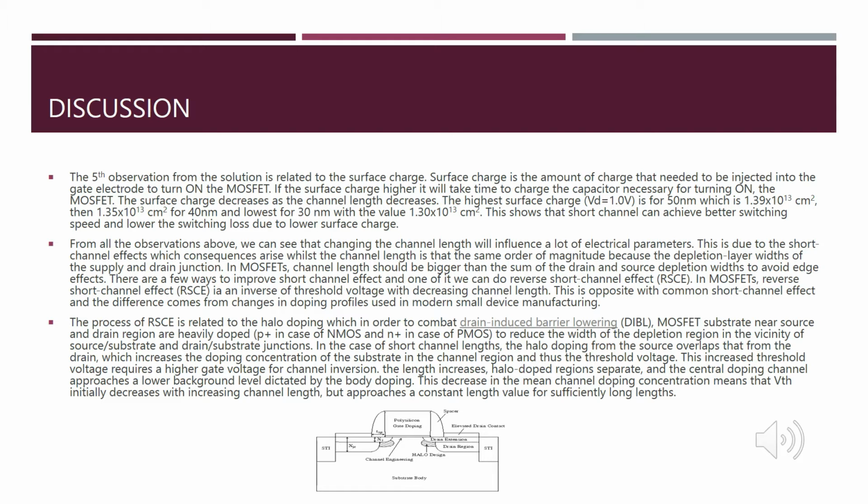In the case of short channel lengths, the halo doping from the source overlaps that from the drain, which increases the doping concentration of the substrate in the channel region and thus the threshold voltage. This increased threshold voltage requires a higher gate voltage for channel inversion. As the length increases, the halo doped regions separate, and the central channel doping approaches a lower background level dictated by the body doping. This decrease in the mean channel doping concentration means that VTH initially decreases with increasing channel length, but approaches a constant value for sufficiently long lengths.